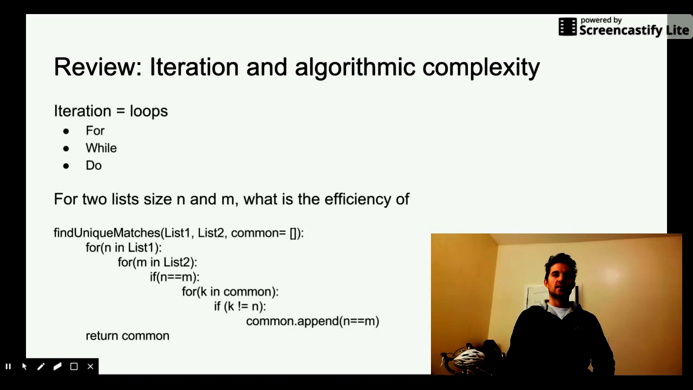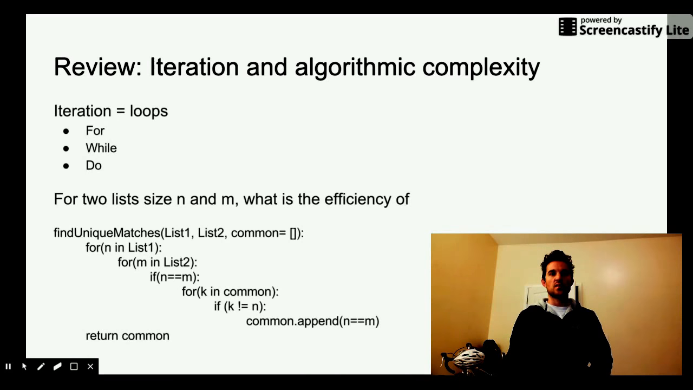A lot of you are saying O of n times m times k, that is the average efficiency for k common matches. What's the worst case efficiency? O of n squared, that's right. Where n in this case is the same size as m, that would be the worst case efficiency. And you can see this from counting the number of nested loops that you have to go through.